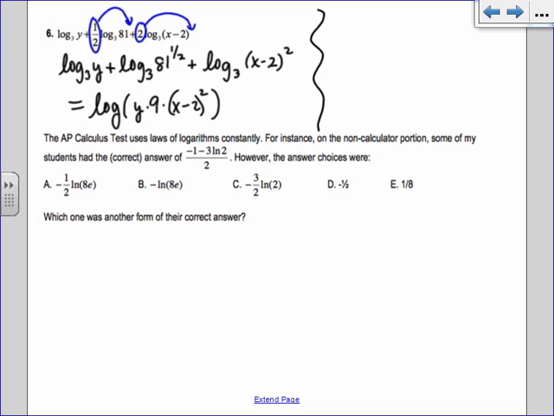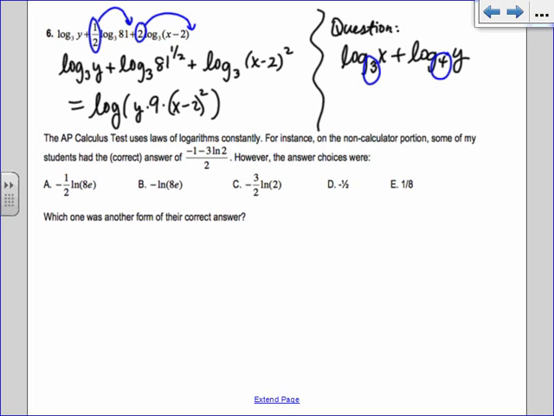All right, question. What if I had log base 3 of x plus log base 4 of y? You can't combine them, because they have to have the same bases. Since those don't have the same base, you cannot combine them.